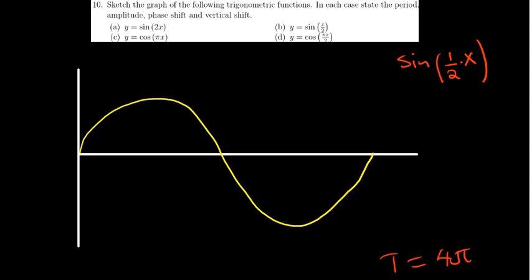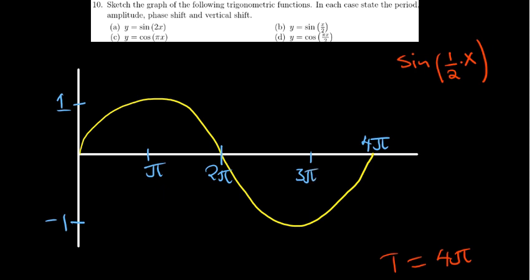So the amplitude has not been affected. It's still going to be 1. The minimum value will be negative 1. Now, what has been affected is the period. So it's going to end at 4 pi. So meaning that the middle part there is going to be 2 pi. The half of 2 pi is going to be pi. And then obviously this is going to be, is this going to be like 3 pi? Yeah, definitely 3 pi.